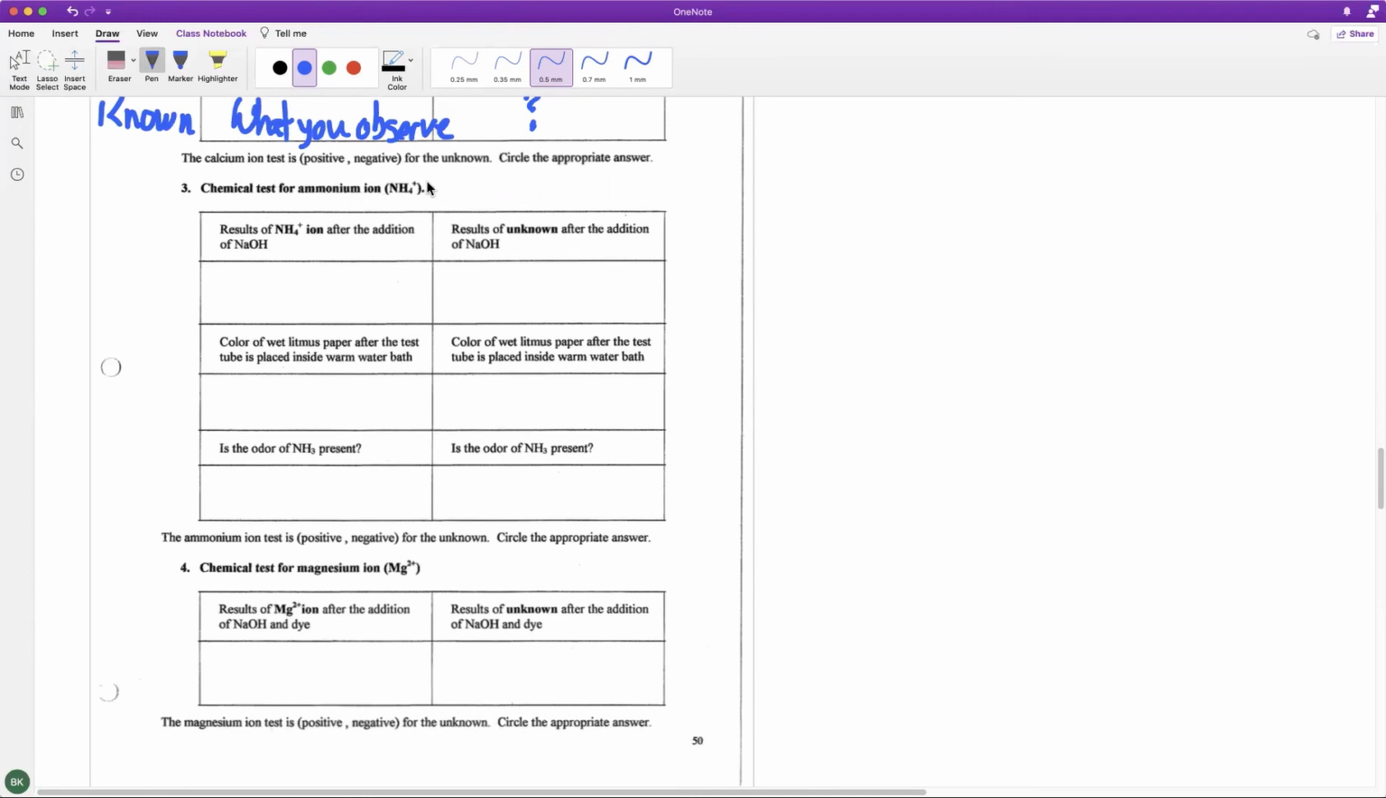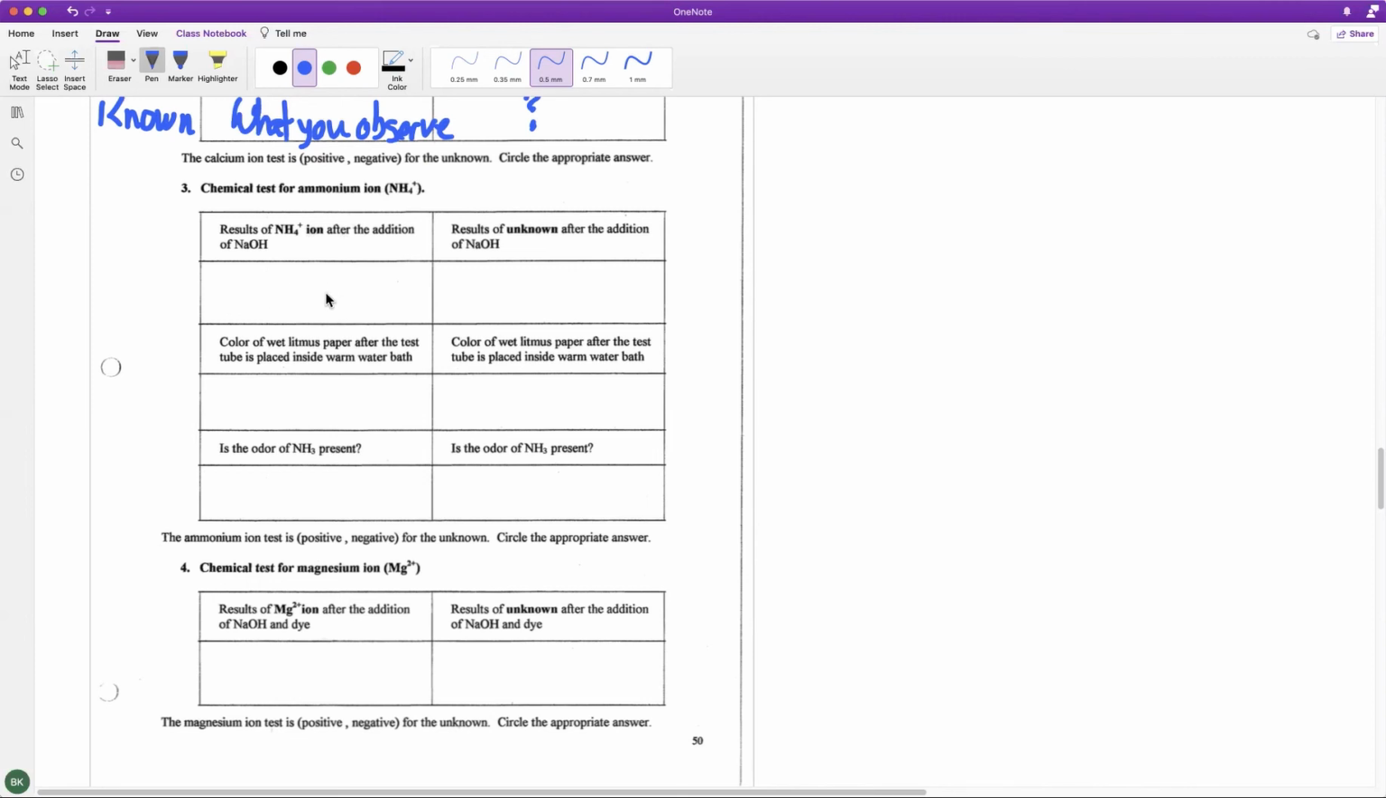Now, when we move on to our next chemical test, just to give you an idea, we're going to test for the ammonium ion, NH4+. So we're going to do something that we know contains NH4+. That's going to go down this side. And we're going to do something with the unknown and see if it does the same reaction. Now, you're going to do two different things. If the test is positive for your unknown for this ion, it should do exactly the same thing.